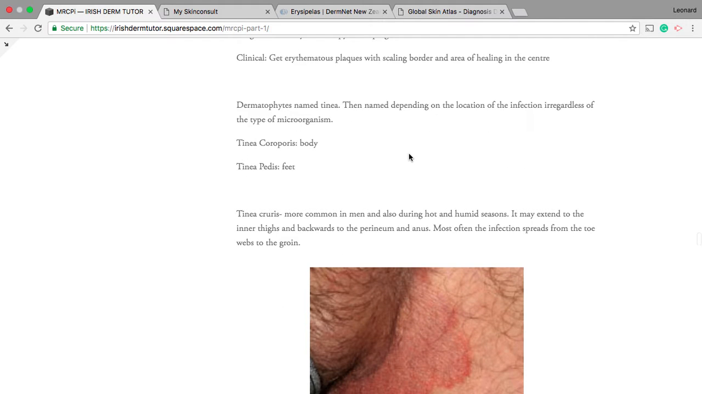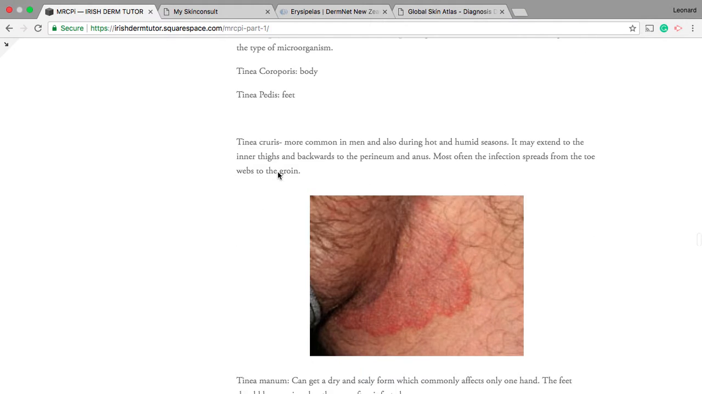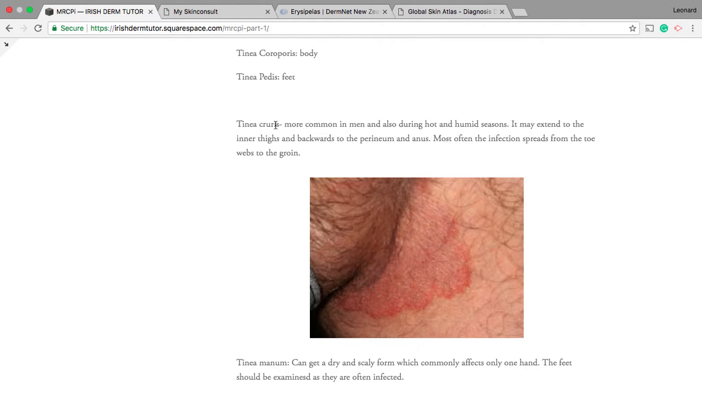So any infection with dermatophyte is called tinea. And then the name that it gets after that depends on the location of the infection, and this is irrespective of the type of microorganism causing it. So, for instance, tinea corporis means infection affecting the body. Tinea pedis means infection affecting the feet. Tinea cruris is affecting the groin. And here's a picture of that there.